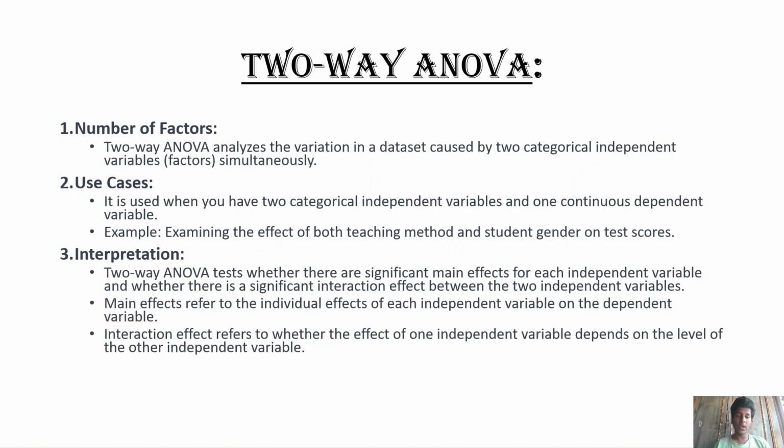Interpretation. Two-way ANOVA tests whether there are significant main effects for each independent variable and whether there is a significant interaction effect between the two independent variables. Main effects refer to the individual effects of each independent variable on the dependent variable. Interaction effects refer to whether the effect of one independent variable depends on the level of the other independent variable.